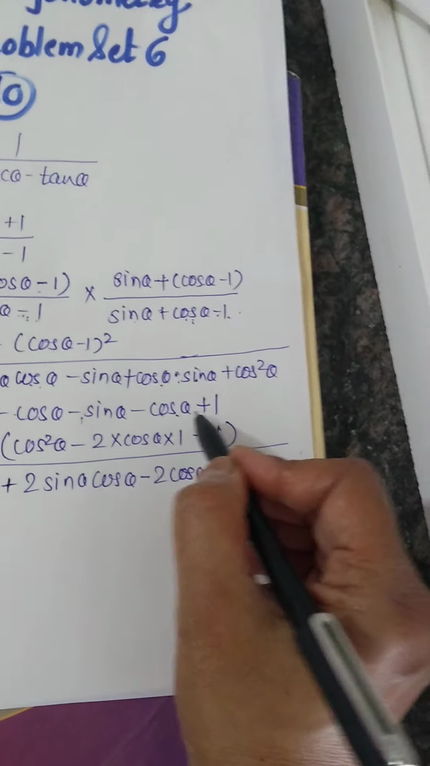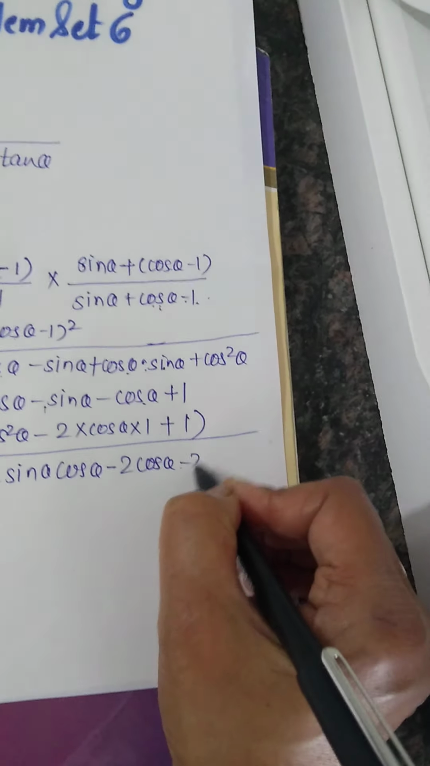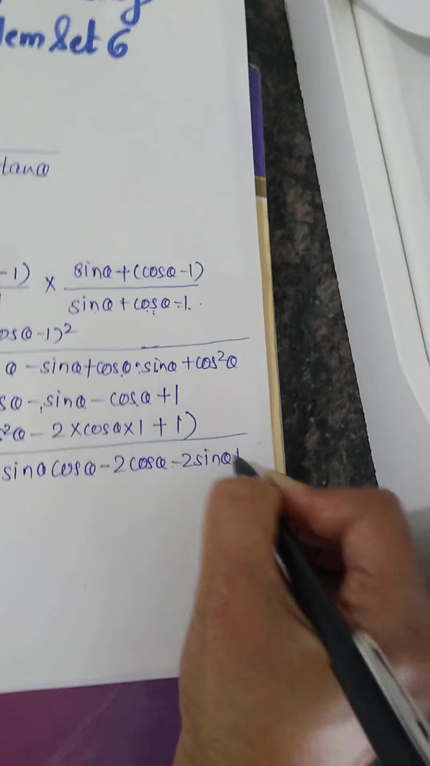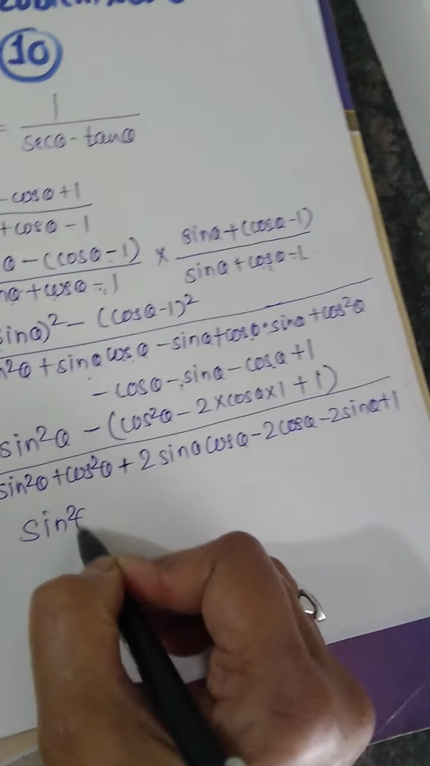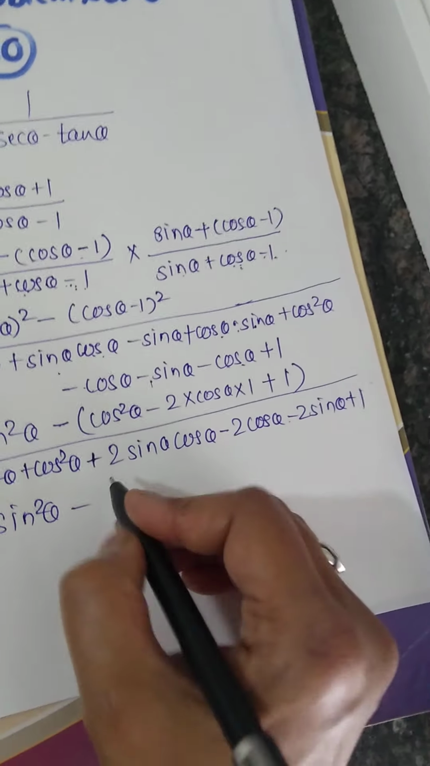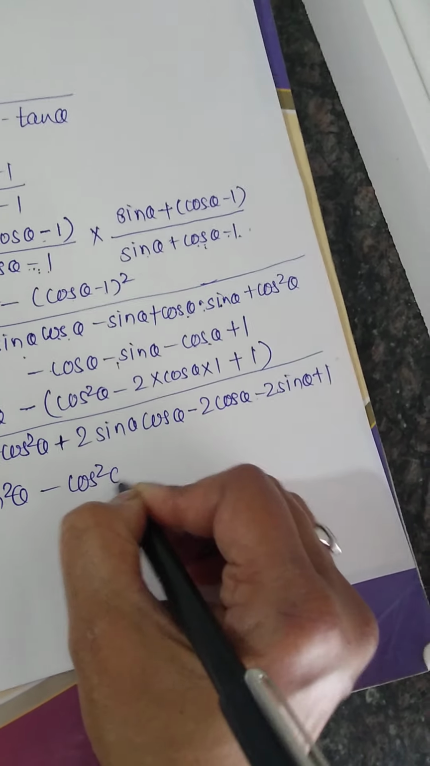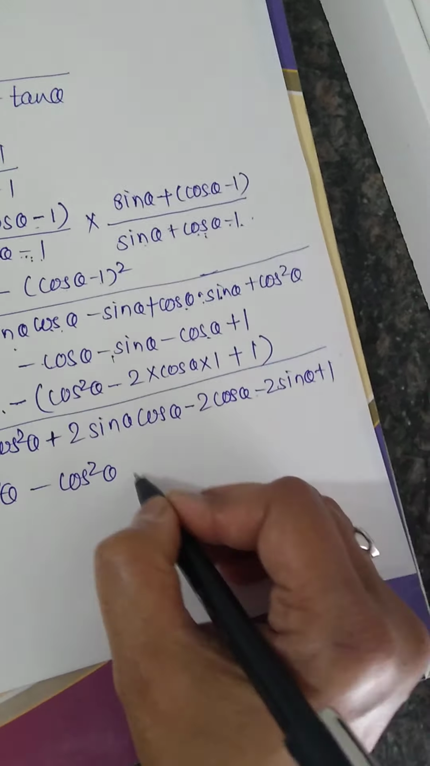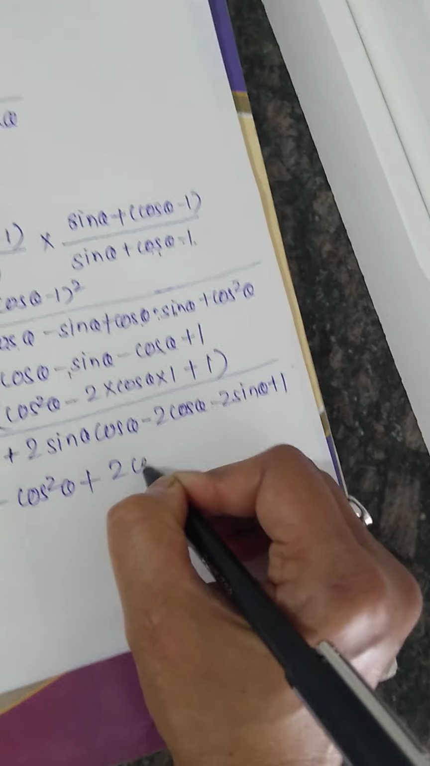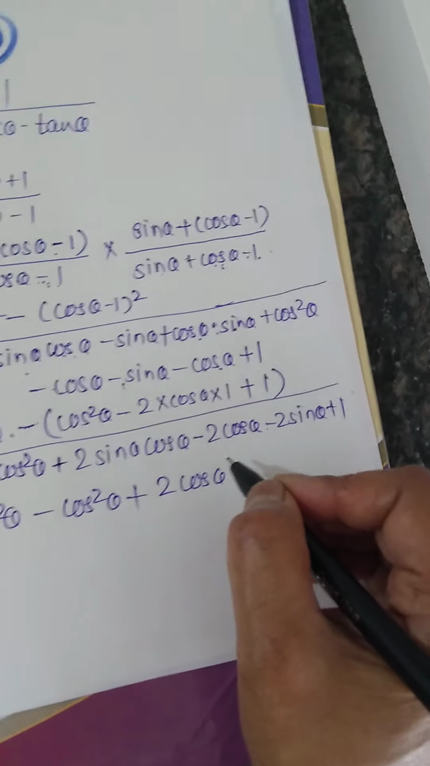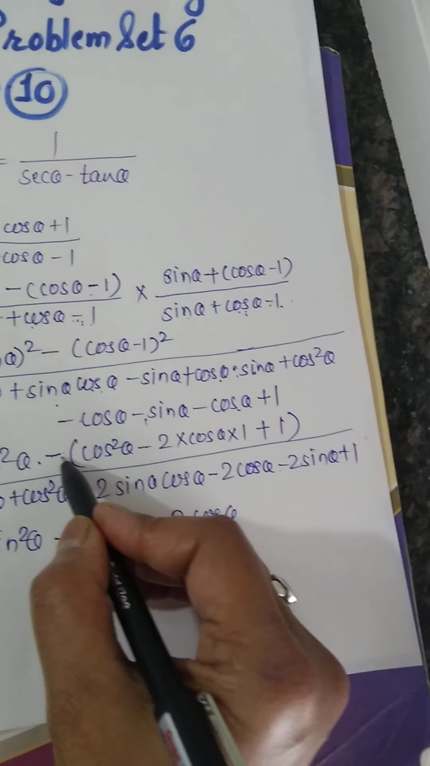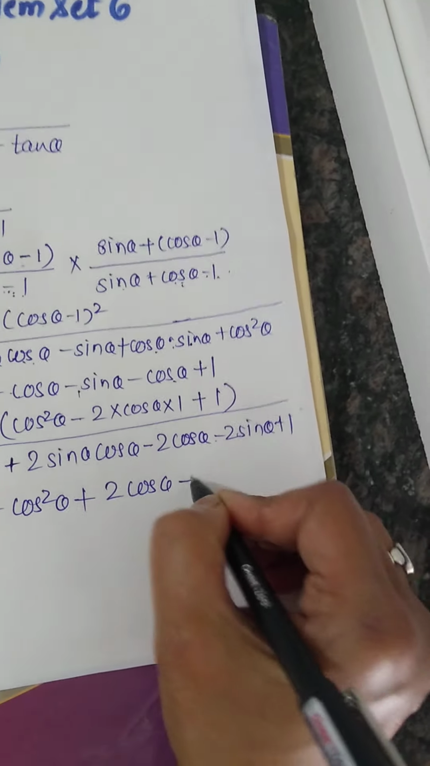Minus sin θ, minus sin θ and again minus sin θ, so minus 2 sin θ plus 1, equal to sin square θ minus. We are opening the bracket with the negative sign, minus cos square θ, minus minus multiplied term, that is plus 2 cos θ, and minus plus opposite signs of these two terms, minus multiplied by plus 1, that is minus 1.